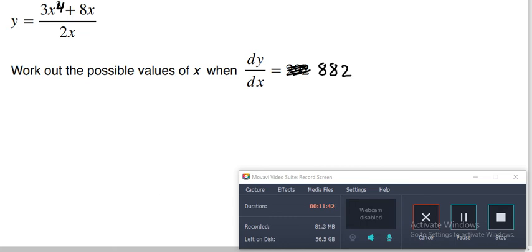Next question, y equals (3x^4 + 8x) over 2x. Work out the possible values of x when dy/dx equals 882. In this question we can see that he gives an expression, but he didn't give the value of x to find the value of dy/dx. In this question he gives the value of dy/dx, and we want to find the value of x. It's the inverse question. But most of the steps will be similar.